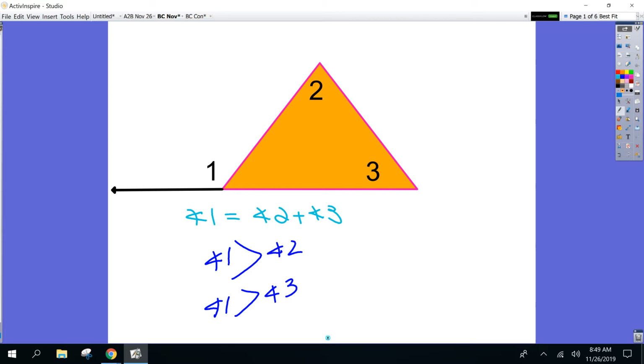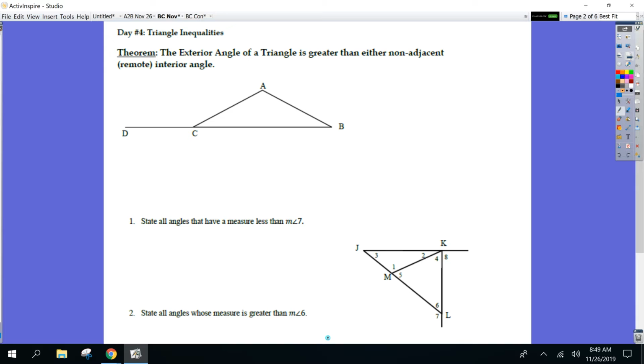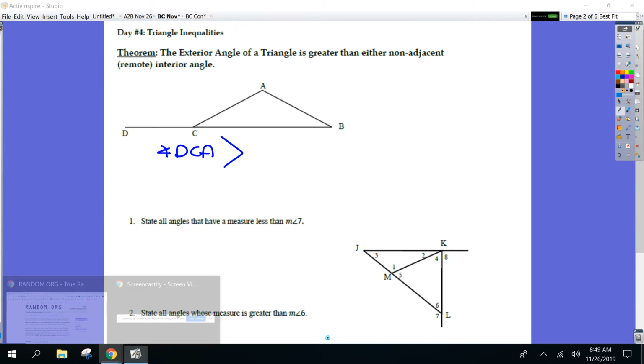What do we call angle 1? Exterior angle is always greater than either of the two, what do we call these? Remote interiors. And that's what the theorem is right up top there. Any exterior angle of a triangle is greater than the two remote interiors. So in this diagram here, angle DCA, which is an exterior angle, will be greater than... I'm going to turn it over to you guys now.